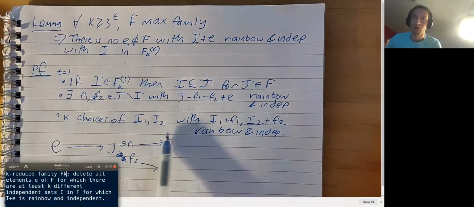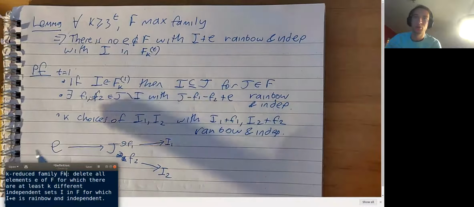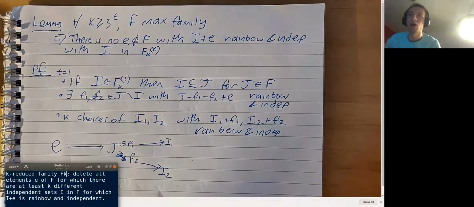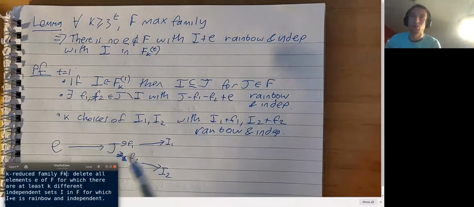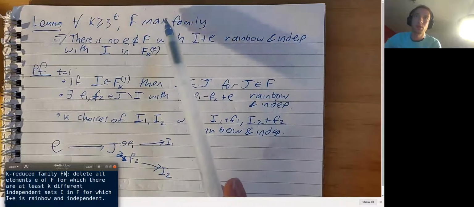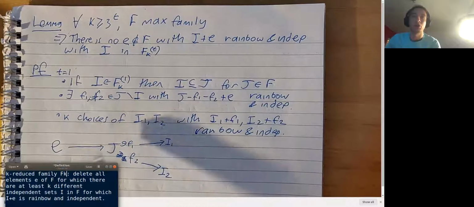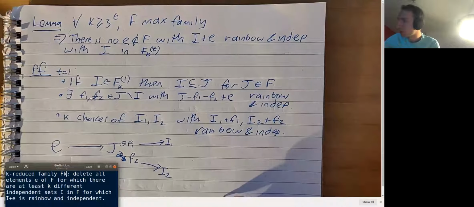So we can do these last two moves from here, and we can move E into this using the previous line. And if you do that, you get a larger family of independent sets, because when you move F1 and F2, you're not changing the size of your family. So it's still going to be a maximum family, but then if you add E into that, you're increasing it by 1. So that gives you a contradiction. So this contradicts maximality.